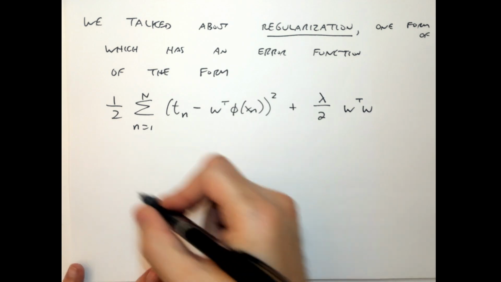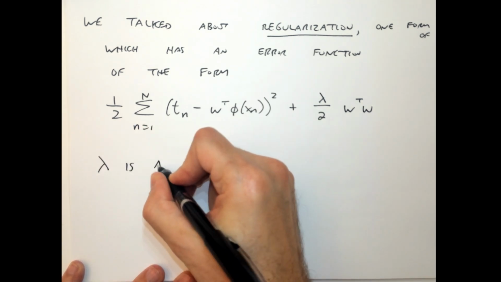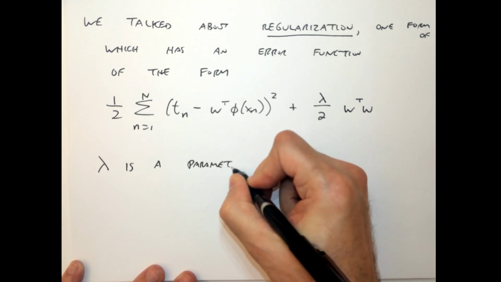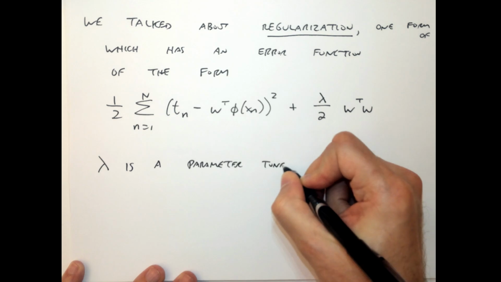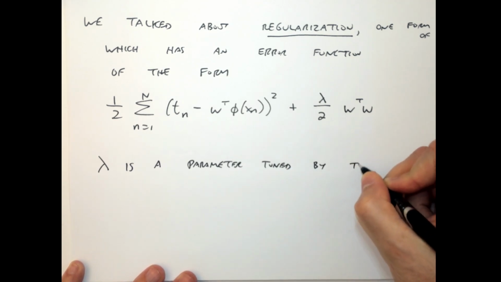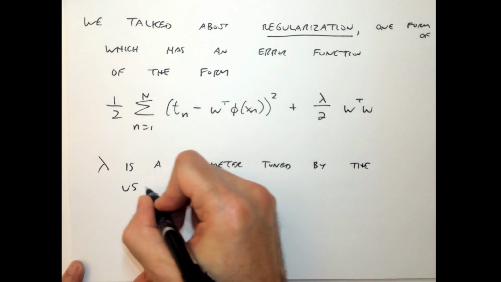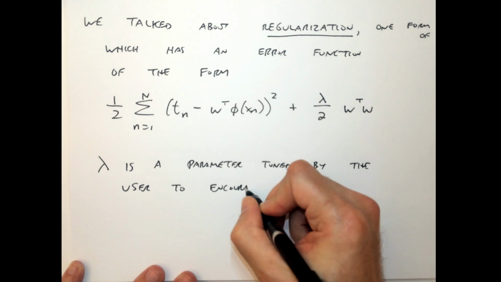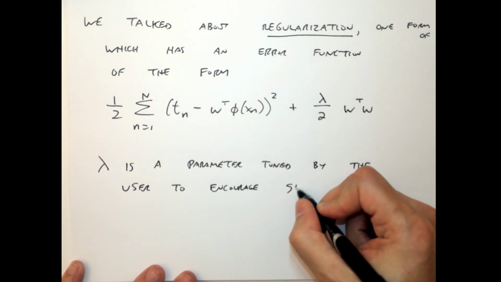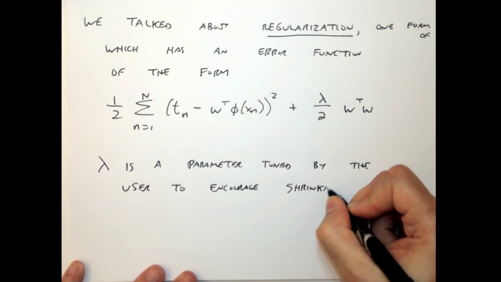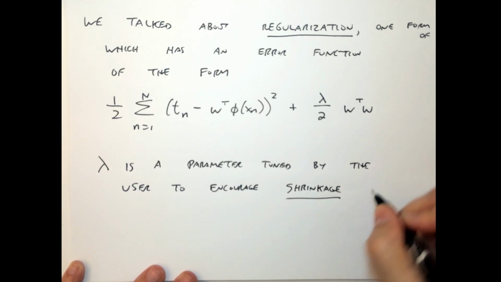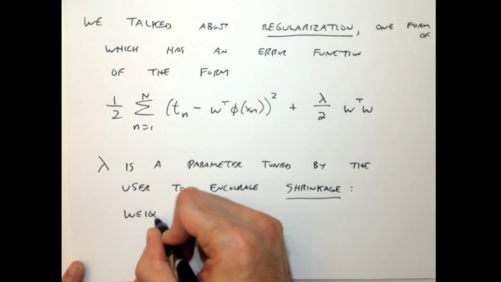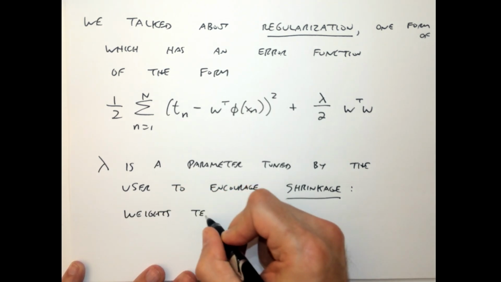And so this lambda is a parameter tuned by the user to encourage what's sometimes called shrinkage, which is basically a fancy way of saying weights tending towards 0.